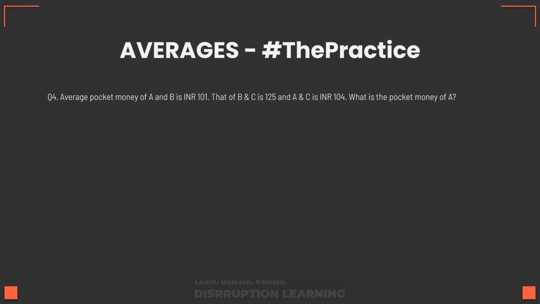Now, the average pocket money of A and B is rupees 101. That of B and C is 125. That of A and C is 104. Now we need to find the pocket money of A. For these questions, there is a general pattern. First, let's find out what are their totals.